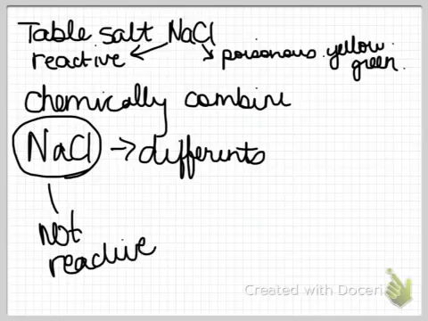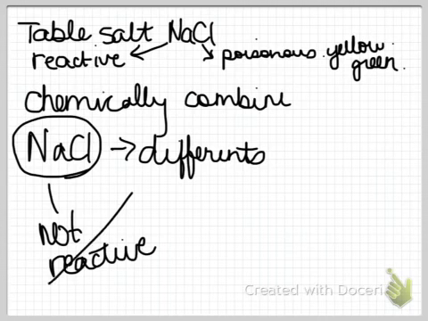And we know it is not poisonous or yellow or green, right? So as it goes through this chemical change, the properties completely change because they chemically join or combine to create something new.